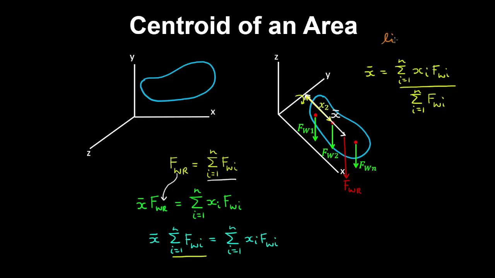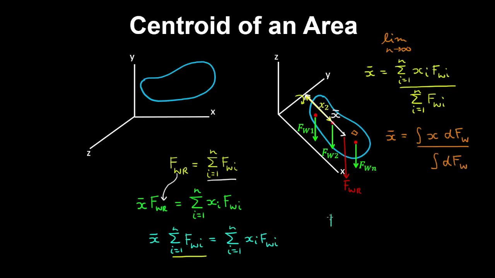And now if we take the limit as the number of particles approaches infinity, we obtain a definition of the centroid for a continuous body. So we're integrating x with respect to dFw, which is a force of weight acting on an element of the body, over the integral over dFw.